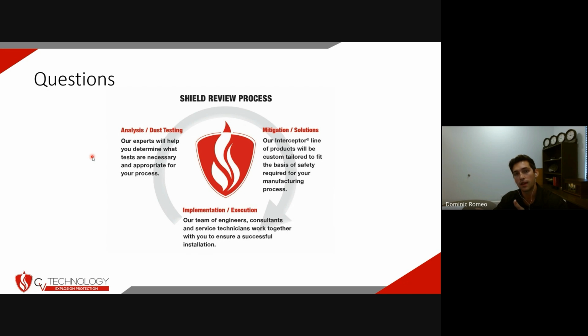In NFPA, a dust hazard analysis is now required, and this is going to be an in-depth review of your process to determine where your hazards exist, what strategies you have in mitigating those hazards, and what strategies you need to mitigate the rest of the hazards that have not already been mitigated. And then we also provide explosion mitigation equipment.